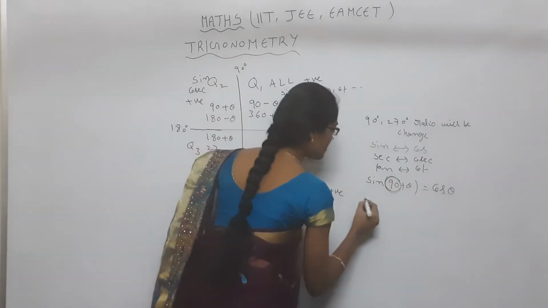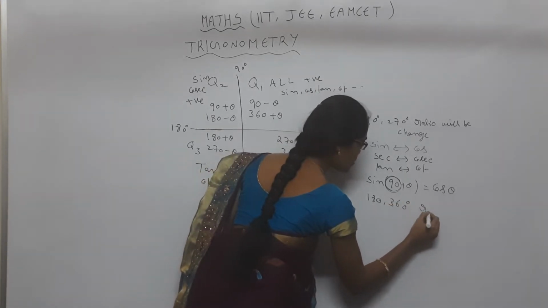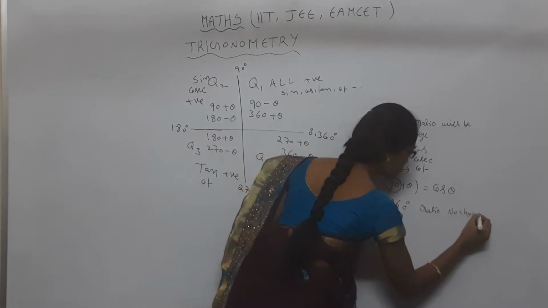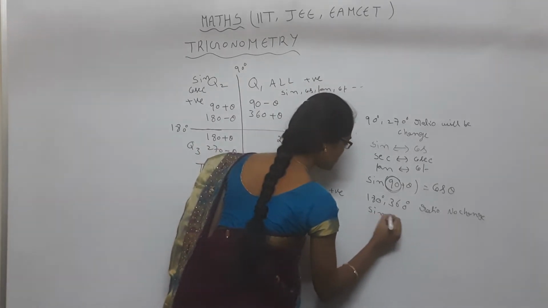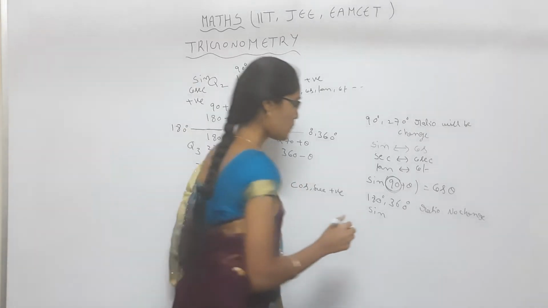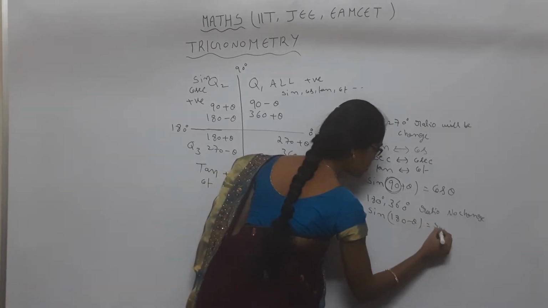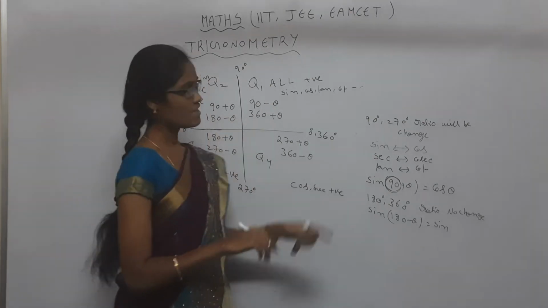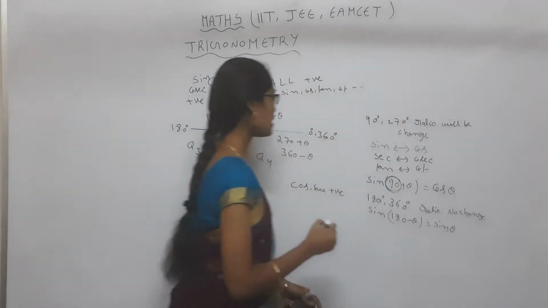But for 180 and 360, the ratio does not change. So sin 180 minus theta: sin stays sin, cos stays cos, secant stays secant, cosecant stays cosecant. For example, sin of 180 minus theta. 180 minus theta is in the second quadrant. In the second quadrant, sin is positive. So sin of 180 minus theta is equal to sin theta.